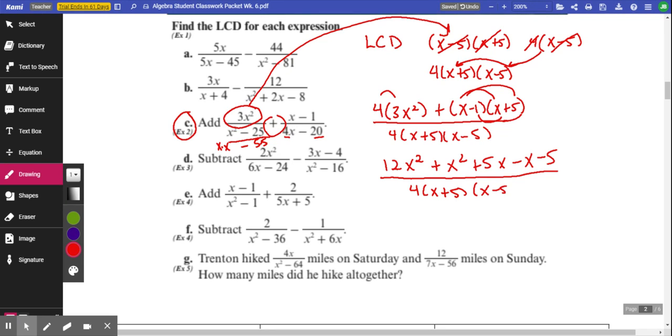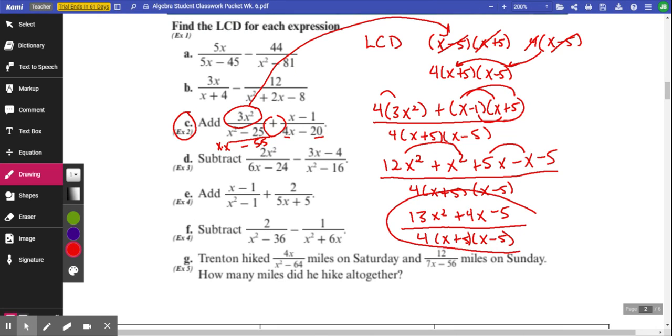x minus 5. All right, let's combine like terms. So 12x squared plus x squared is 13x squared. 5x minus x is plus 4x. And then minus 5. And that's all over 4 times x plus 5 times x minus 5. And that is our answer to this problem.